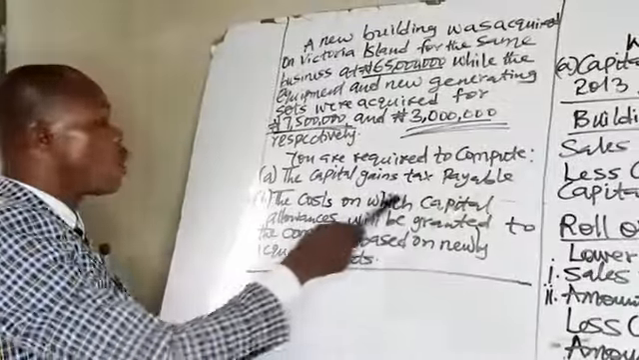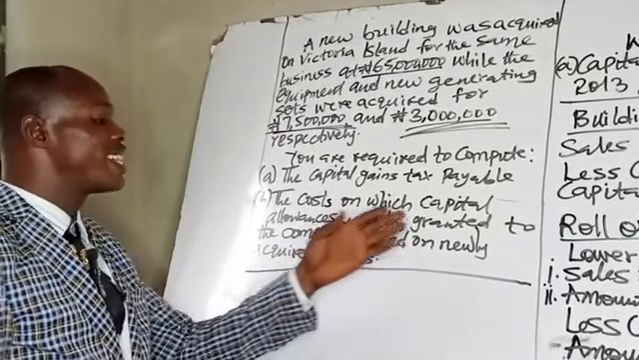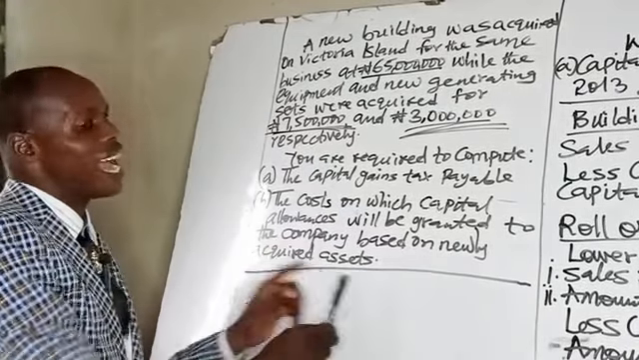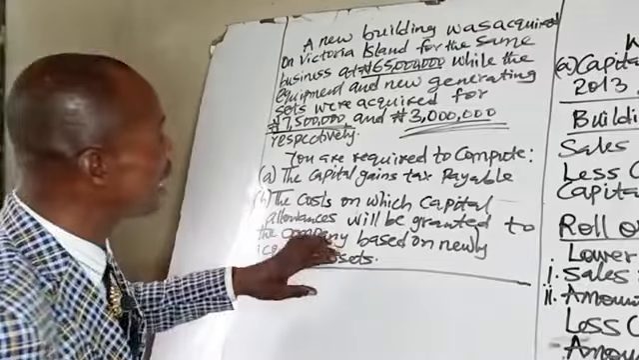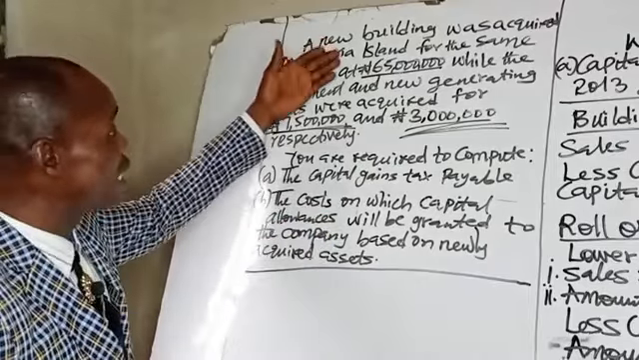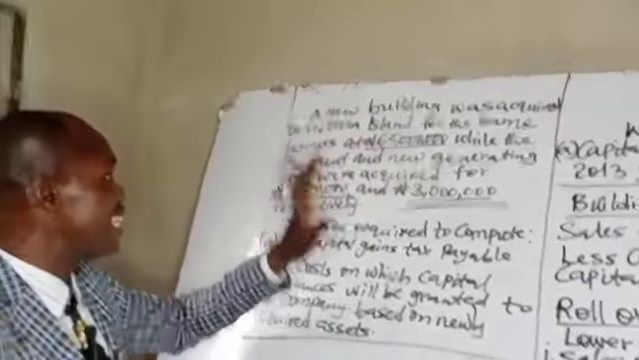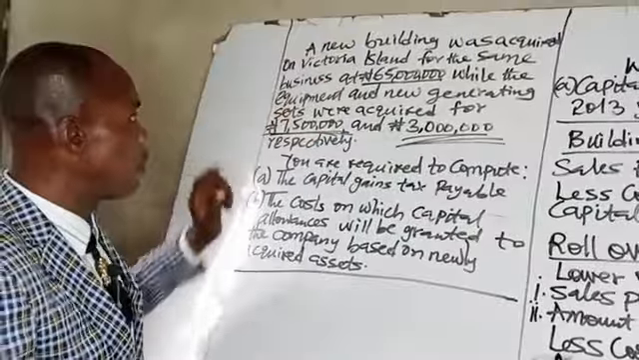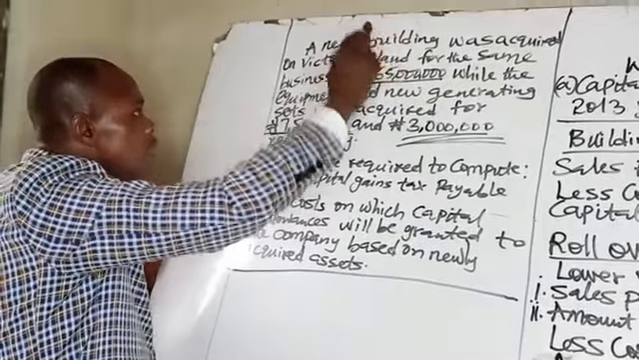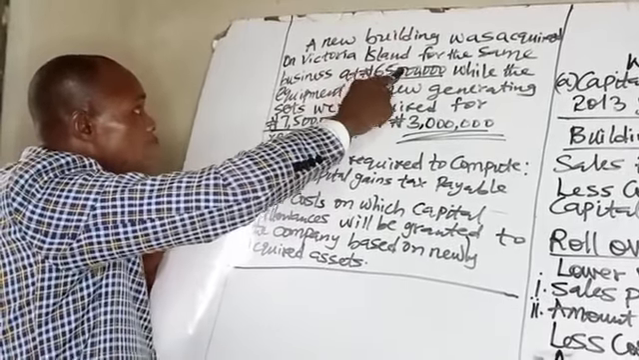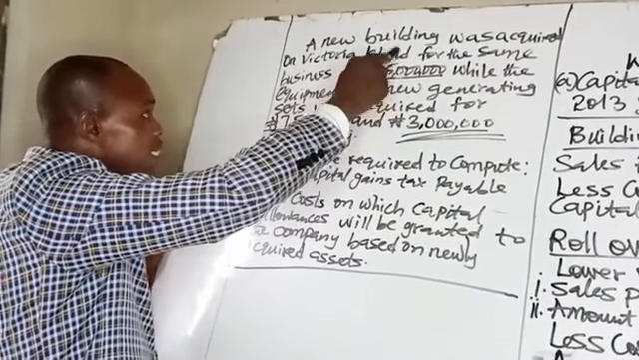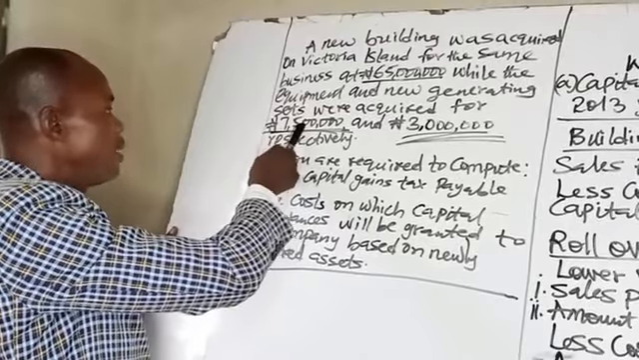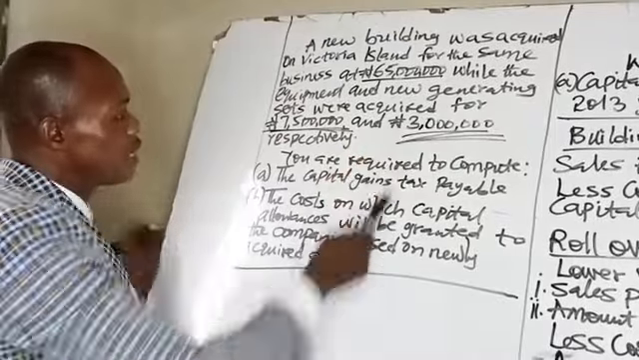The cost on which capital allowances will be granted to the company based on newly acquired assets. If you want to compute capital allowance based on newly acquired assets, it is the sum reinvested that the capital allowance will be computed upon. So for building, the cost upon which capital allowance will be granted is 65 million. For equipment, we have 7.5 million, and for generating set, we have 3 million.